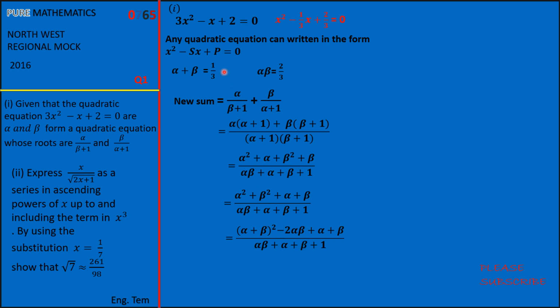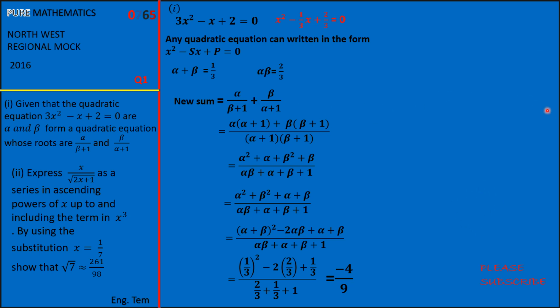Now that we have alpha plus beta and alpha beta, we just substitute everything there. That will give us what we have here, and upon simplifying, this leaves us with negative 4/9. Now after having a new sum, we also need a new product.